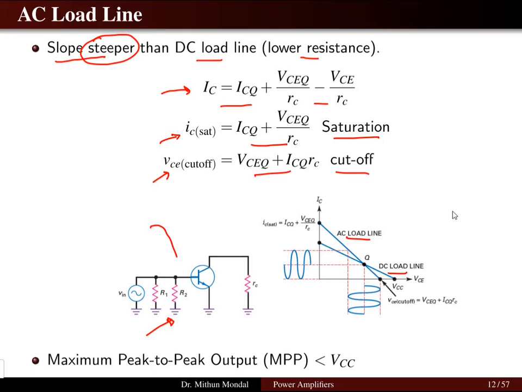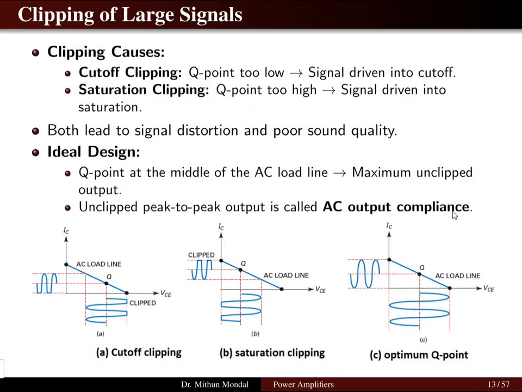So here, in the circuit that we are using, we remove all the DC parts and have only the AC part at the output. The maximum peak to peak output will always be less than whatever voltage we are applying at the collector, less than VCC. So that is the maximum peak to peak output. A large signal amplifier will require clipping consideration. So clipping is very important.